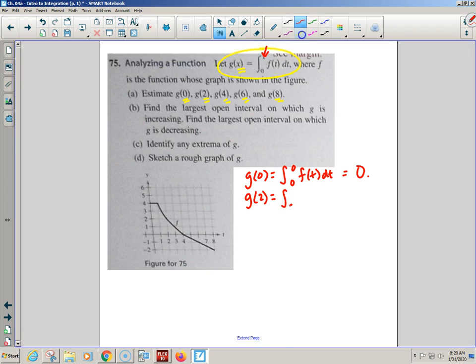These are called accumulator functions because as you plug in increasing values of x, they accumulate more and more and more. What's a definite integral given a graph? Area. So what would be the area from 0 to, wait a minute, it's impossible. I can't do that. It's curved. Which is why it uses the word estimate.